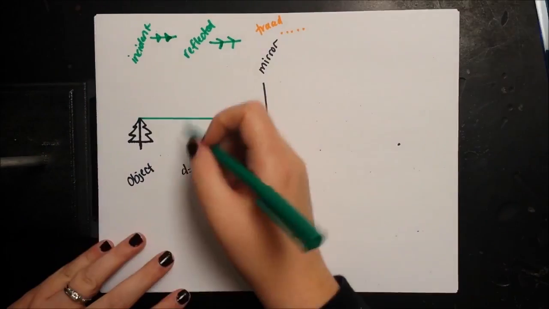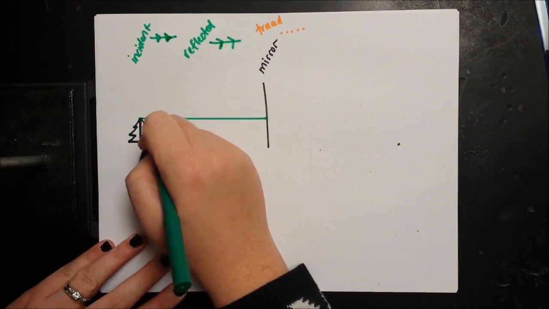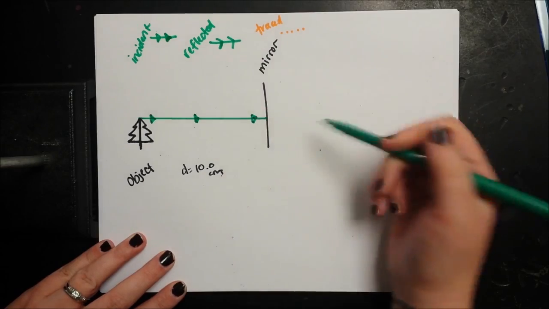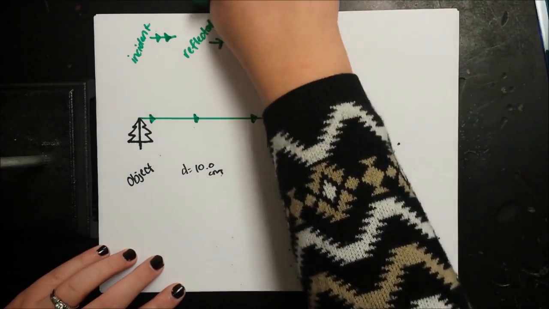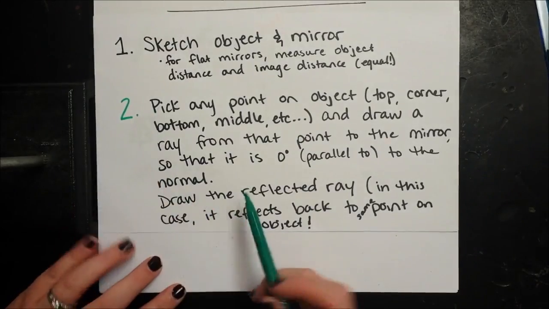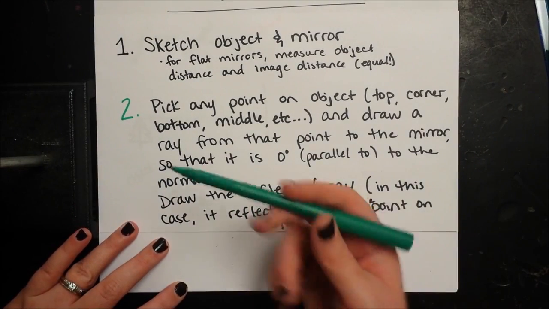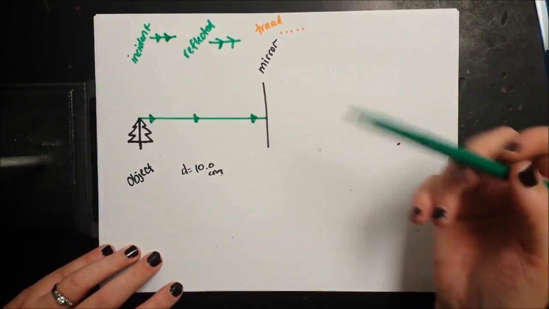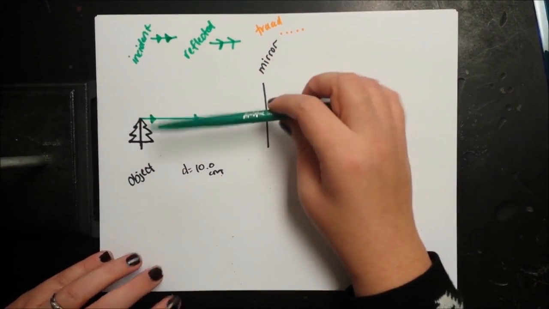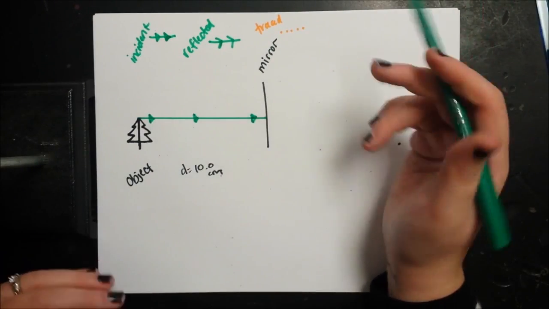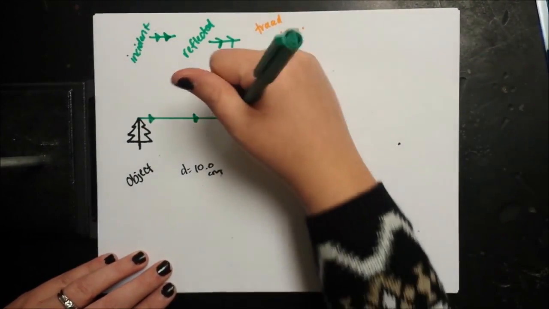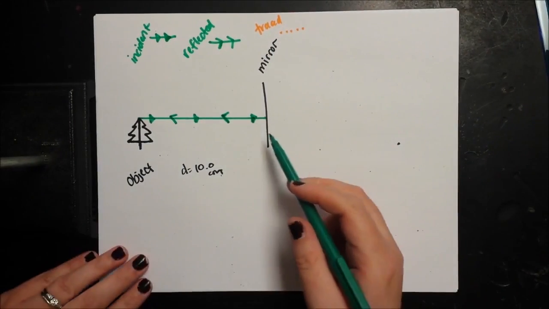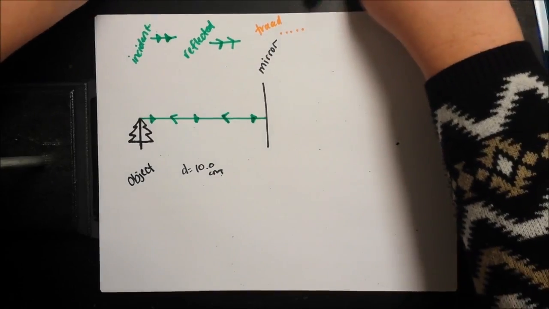Okay, so this is my incident ray, so I'm just going to draw solid arrows going towards the mirror. And then after I've drawn that incident ray, we're going to draw the reflected ray. Now because this is perpendicular to the mirror, and therefore parallel to the normal, it's going to reflect back at the same angle to the normal, so it's going to reflect back at a 0-degree angle again, and so it's just going to reflect back on itself this way. Okay, so that was step 2.